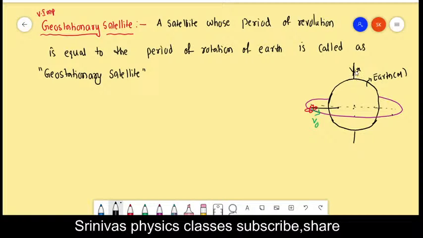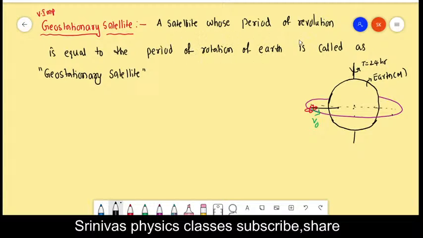Here, the earth rotates about its own axis. You see, the earth completes one rotation in 24 hours only. In one day, the earth completes one rotation about its own axis. That is called the period of rotation of earth. Period of rotation of earth is 24 hours.